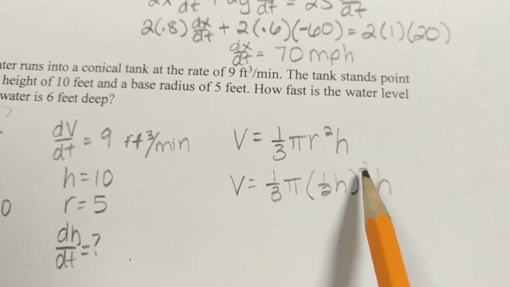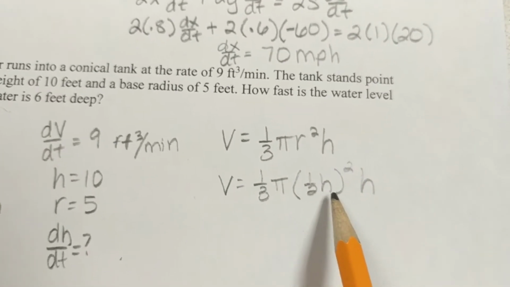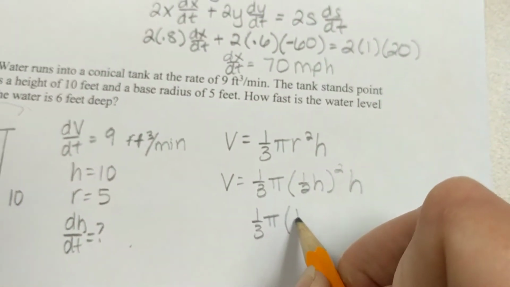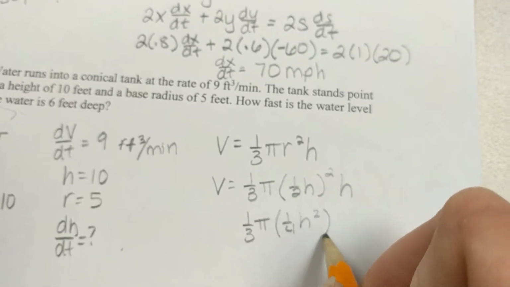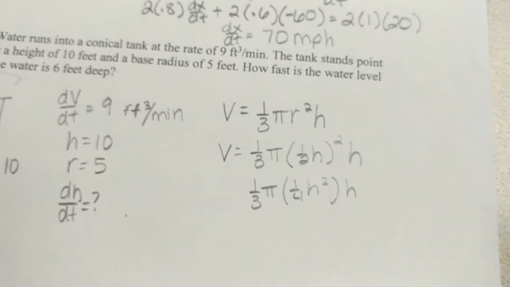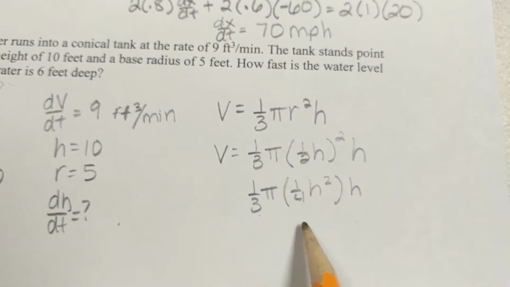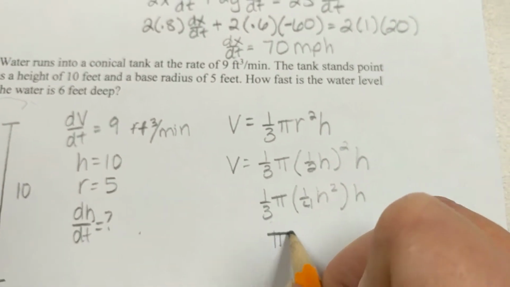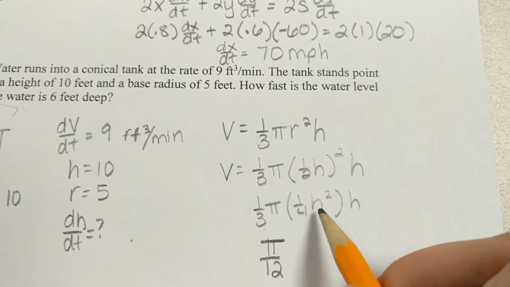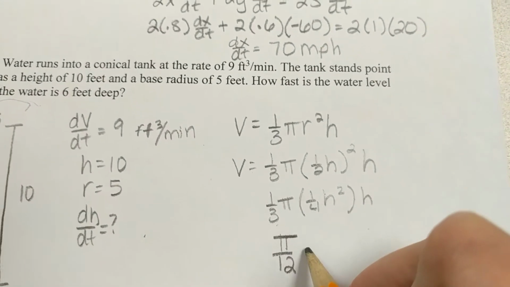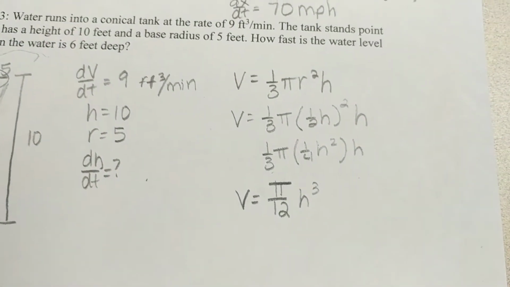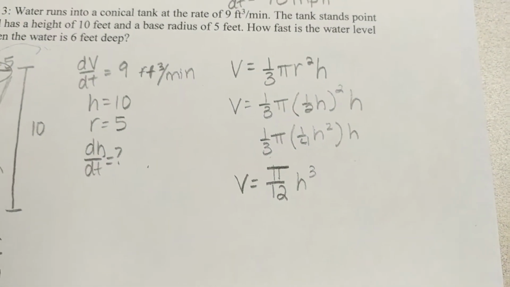Now (1/2 h) quantity squared is 1/4 h squared. And so now if we combine all of these things, 1/3 times 1/4 is 1/12 times pi, pi 12ths, and then h squared times h is h cubed. There's my simplified volume formula.